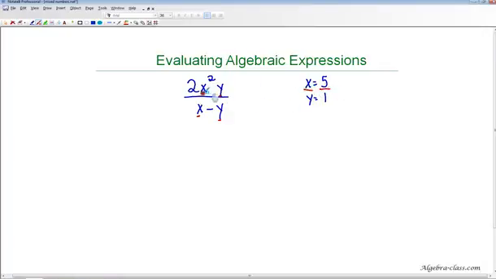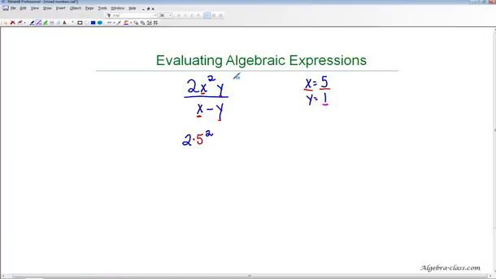So let's start with x equals 5. And where we see the variable x, I'm going to substitute 5. So that would be 2, and then I'm going to have times 5 for x in the numerator squared, and then I'm going to substitute 1 for y. Now notice how there's no symbols between the 2 and the x, or the x squared, and between the x squared and the y.